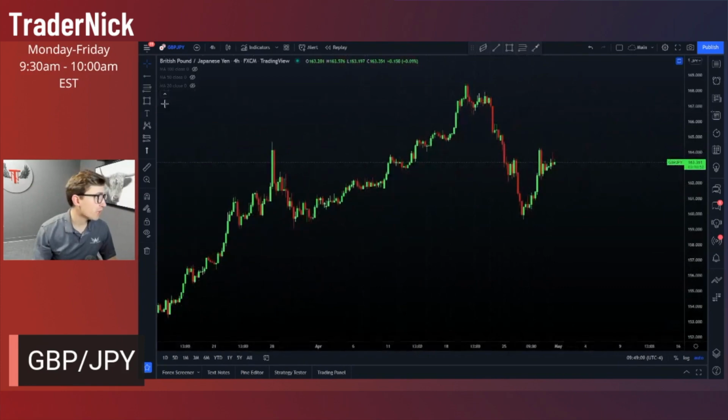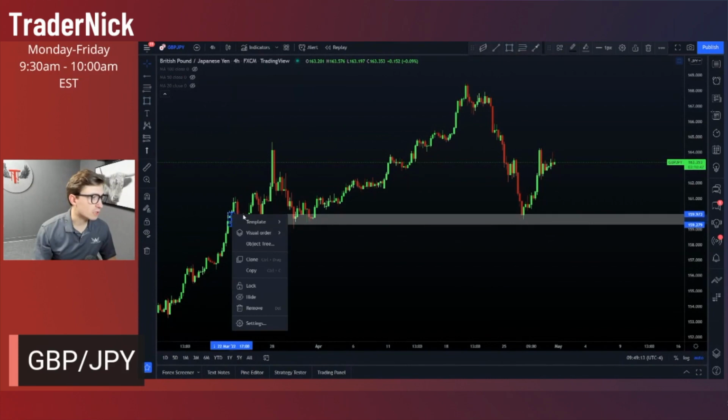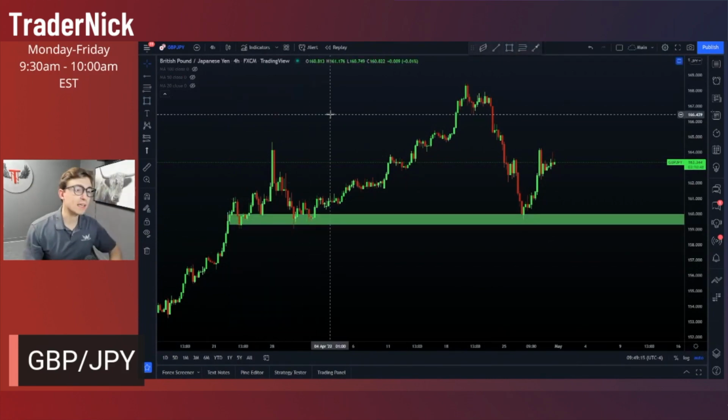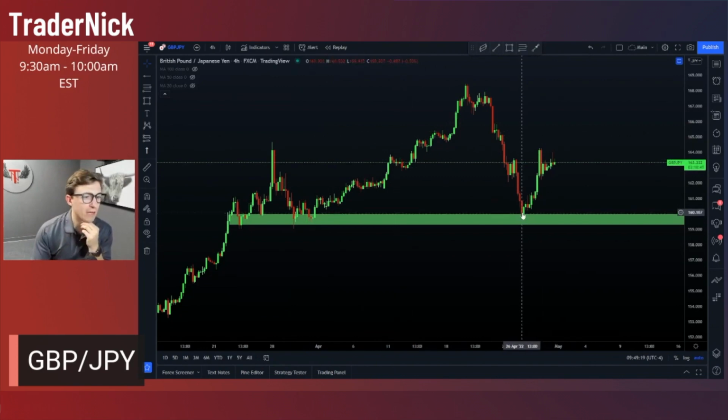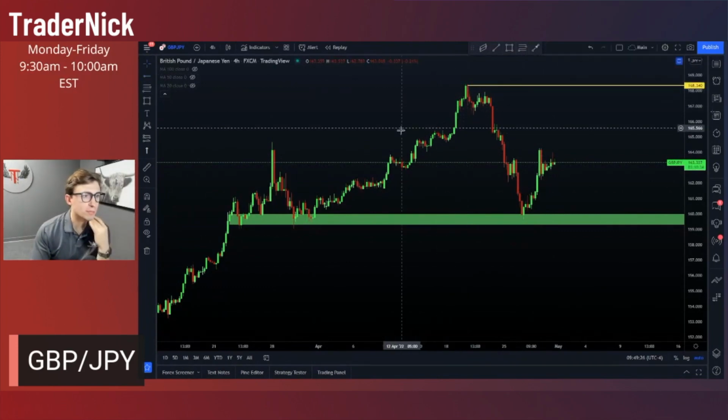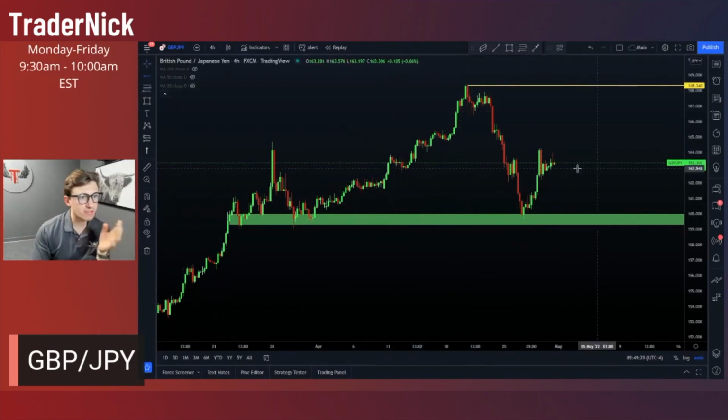But anyways, pound yen 4-hour chart. So the higher time frame will start here, and then we'll drop it down to the lower time frame. So we are going to go with the colorful supply and demand. Demand is right here. Found a lot of buyers down at 160 and have continued on. The question is now, can we get a move back to the previous high? And the first step is in the intraday. Can we get a move back up here?